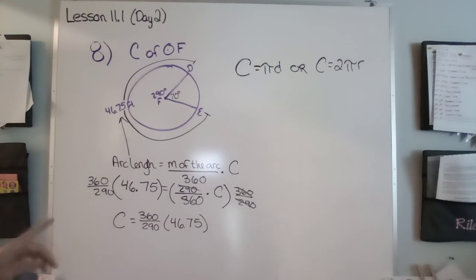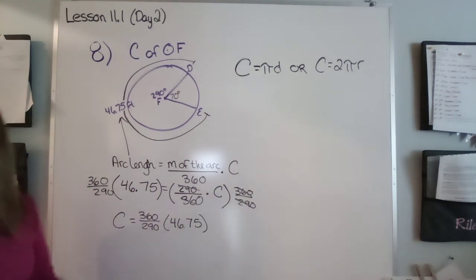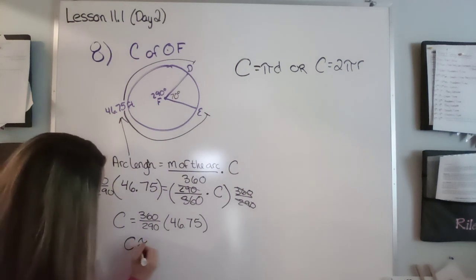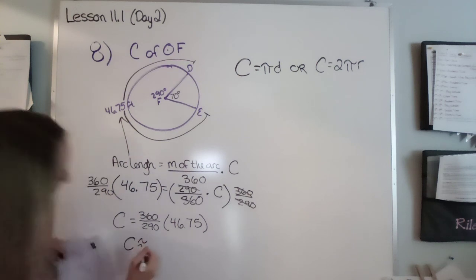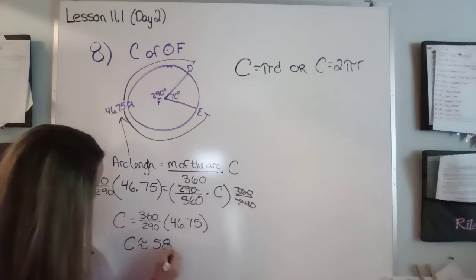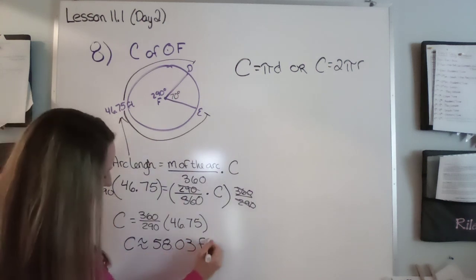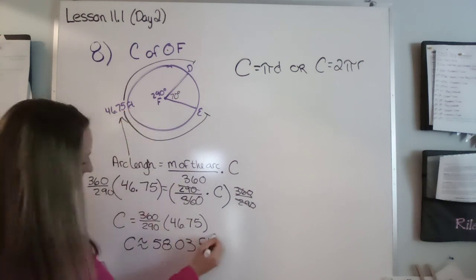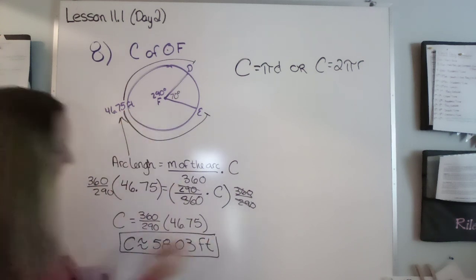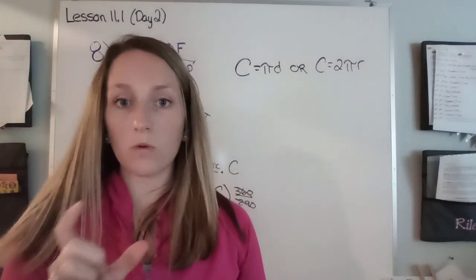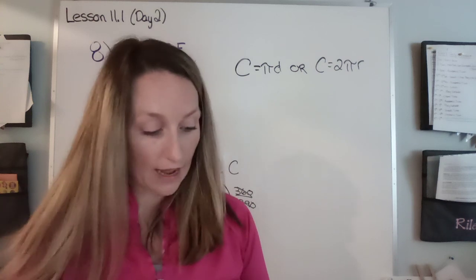Now, because the original problem had a decimal in it, it is appropriate to give a decimal answer. And for this one as well, it would be appropriate to give an approximated answer. Okay, so C is approximately 58.03, and it's feet. Right, the units were feet. Okay. So sometimes you will be using these formulas and having to work backwards in order to solve for one of the variables that is being asked for.